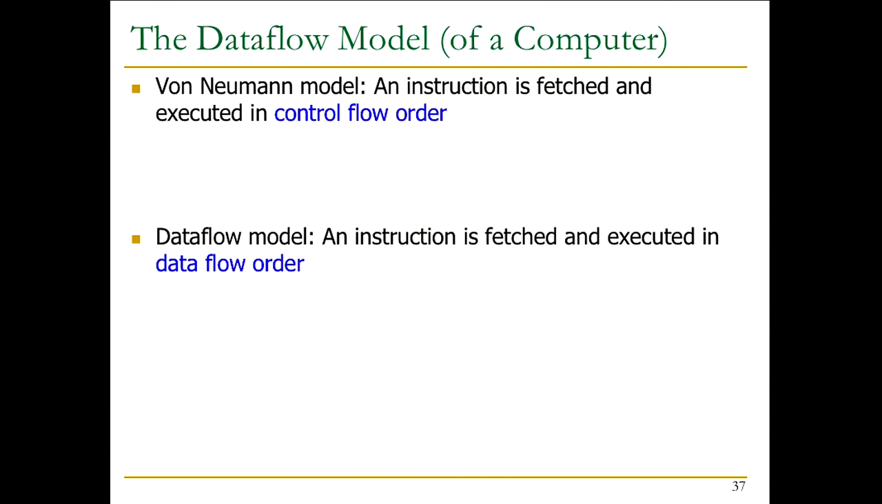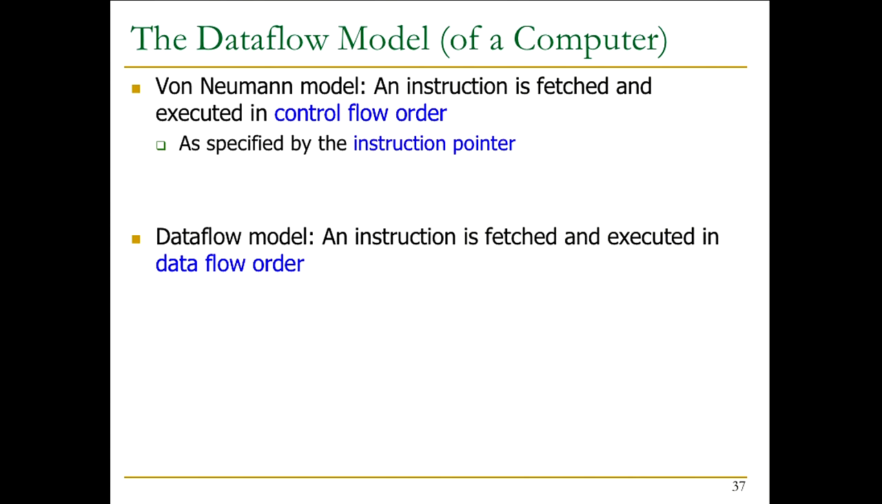So let's take a look at a different model. Have you studied the Dataflow model in the past? No? You haven't taken digital circuits with me, so this will be new. We covered it in digital circuits. In the von Neumann model, an instruction is fetched and executed in control flow order. The Dataflow model is, I wouldn't say the opposite, but completely different. An instruction is fetched and executed in data flow order, meaning when its data operands are ready, the instruction gets fetched and executed. There's no program counter.